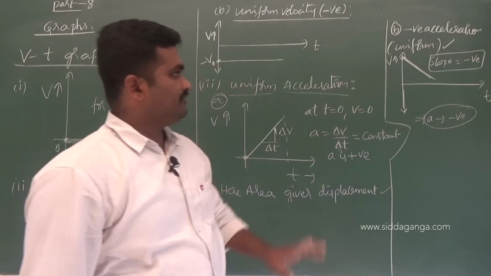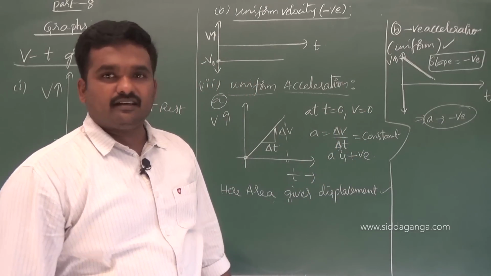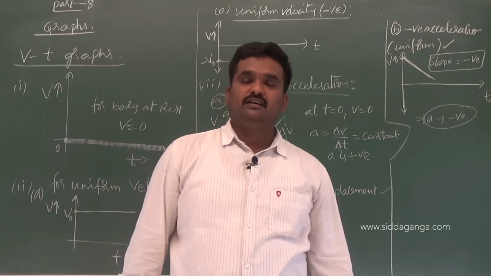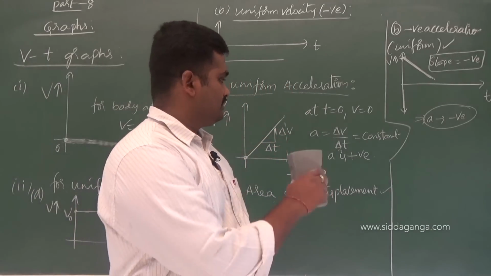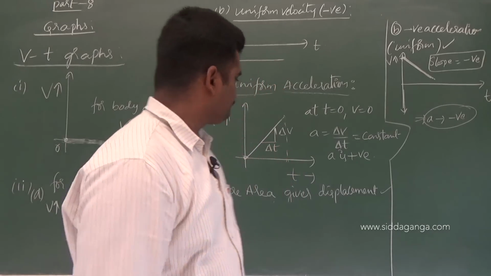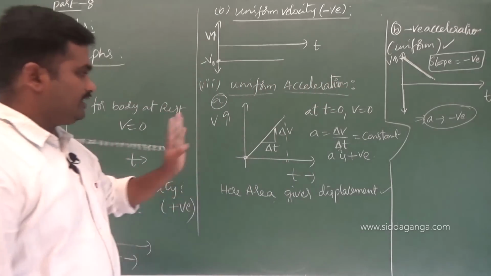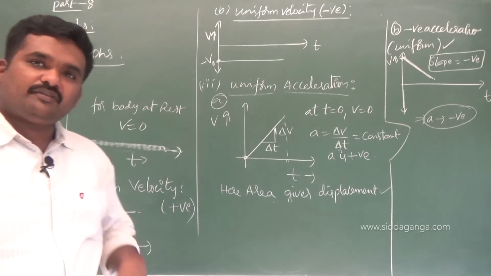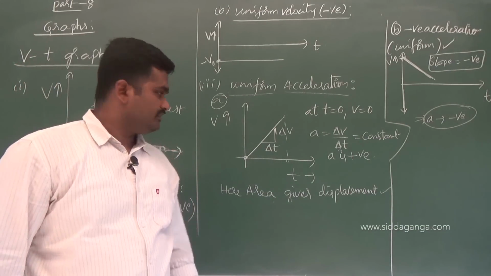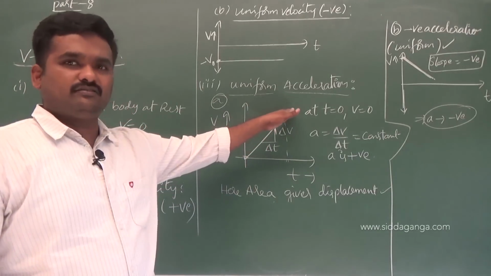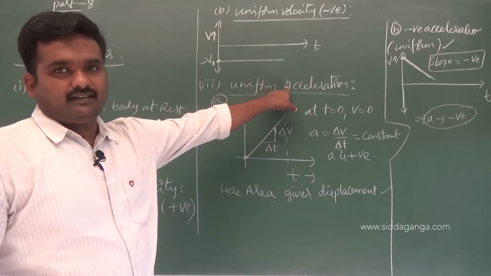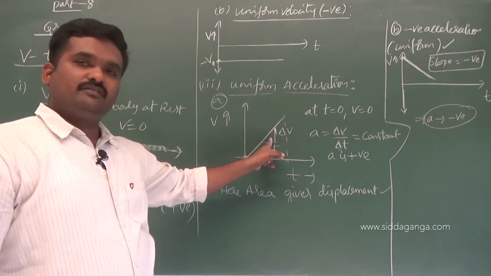So that's the graph which represents negative acceleration, or you can also call it deceleration or retardation. So that is one point you have to remember regarding uniform acceleration VT graphs. Non-uniform velocity, it just moves in a different way. This is the non-uniform velocity one. But for uniform acceleration, acceleration is constant, velocity varies.